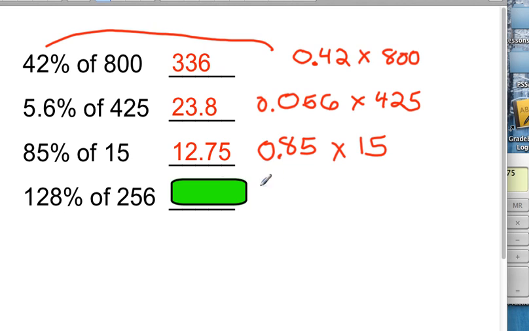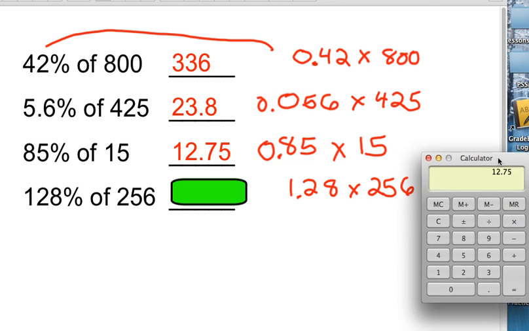Alright? Next problem, we have 128% of 256. So we're going to rewrite 128% as a decimal. So we're going to move the decimal over 2 places. So we will have, whoops, didn't need that 0 in there. Okay. We will have 1 and 28 hundredths. And so when I multiply 1 and 28 hundredths, I'm going to multiply by 256.